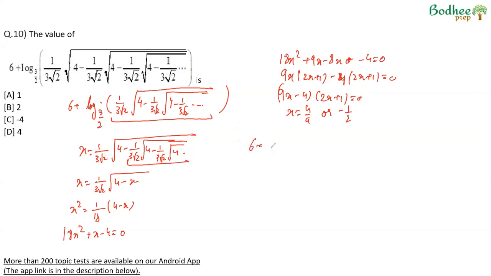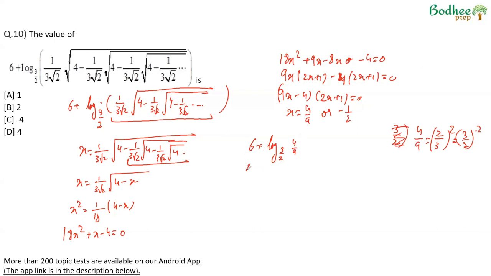So we get 6 plus log of 4 by 9 to the base 3 by 2. Now, if you look at 4 by 9, 4 by 9 is 2 by 3 raised to power 2, 2 square 4, 3 square 9, which is nothing but the inverse of it, 3 by 2 raised to power minus 2. To make the minus a plus, we invert the fraction, 2 by 3 raised to power 2, which is 4 by 9.